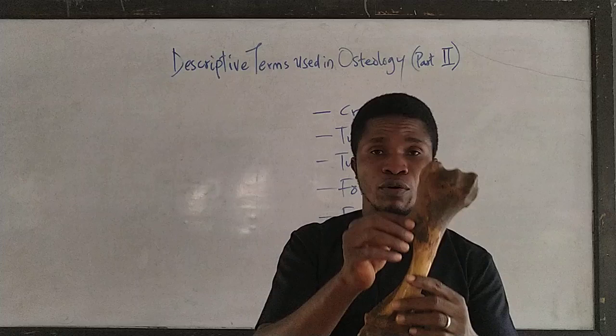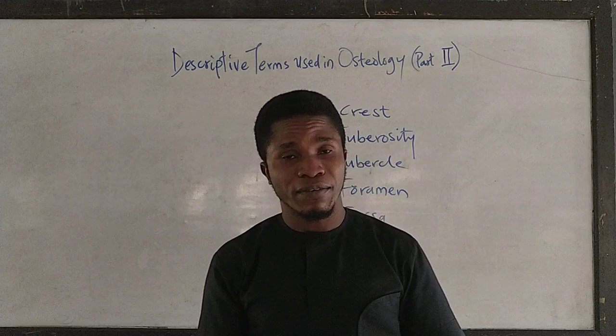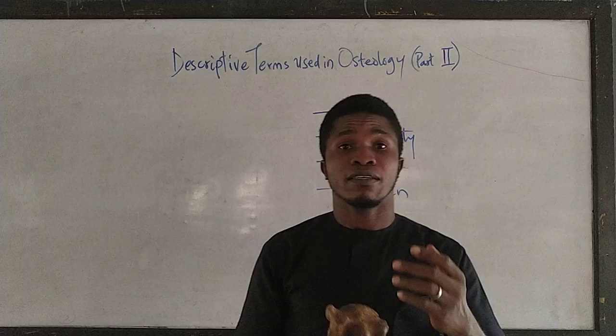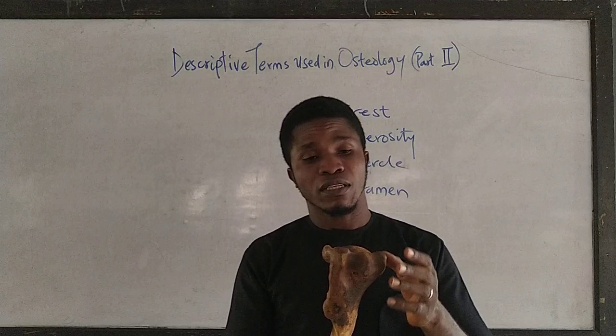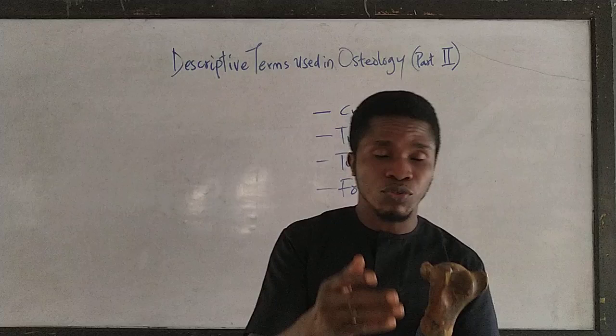The next term we shall look at is the tubercle. The tubercles are actually the smaller variety of tuberosities. So like on the humerus, I showed you deltoid tuberosity. Let me show you examples of tubercles.